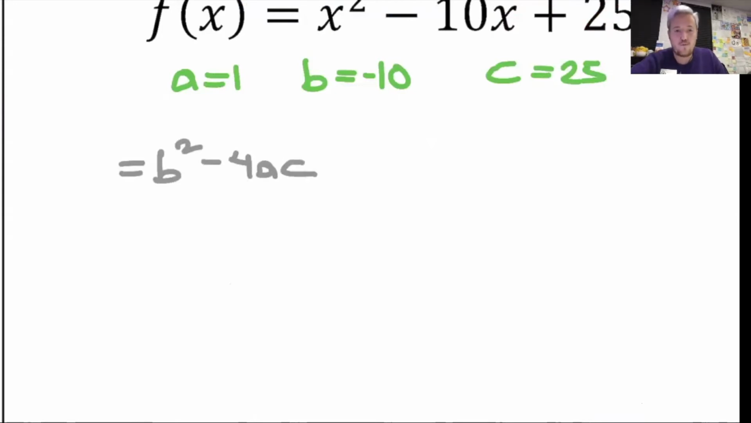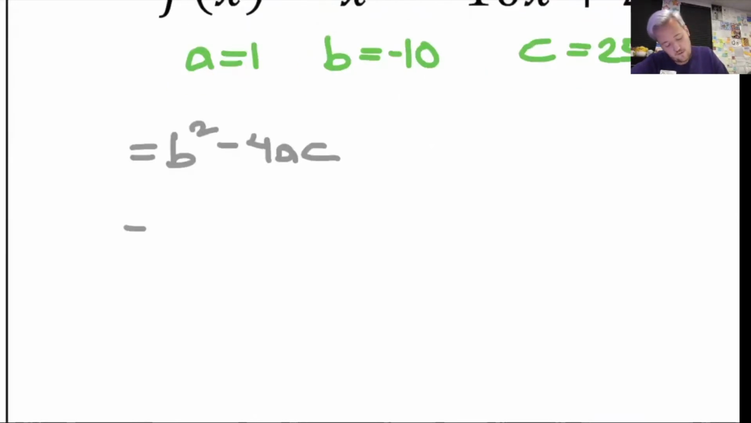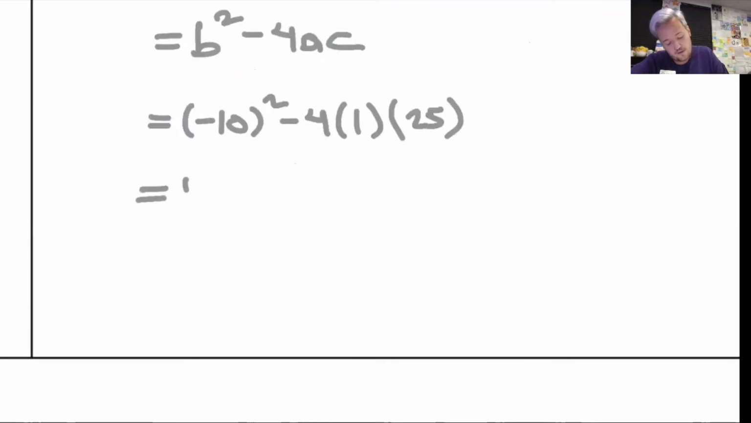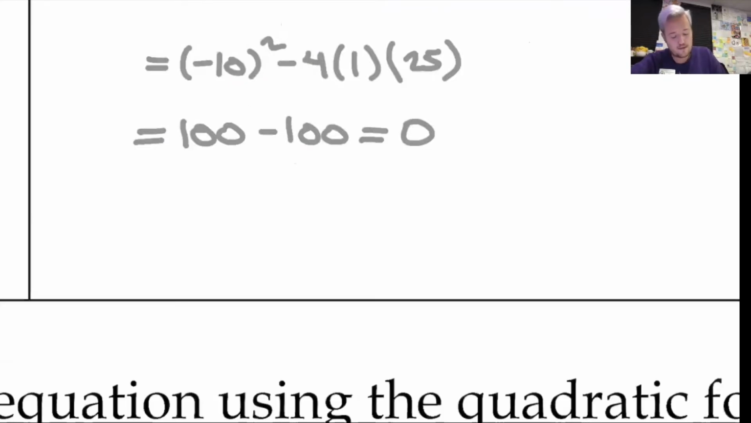All right, so I'm going to do b squared. So I'm going to have negative 10 squared minus 4 times your a value of 1 times your c value of 25. So negative 10 squared is going to give you a positive 100. Negative 4 times 1 times 25 is going to give you negative 100. So here we have 100 minus 100, which is going to give you 0. And what this implies is that we only have one solution.